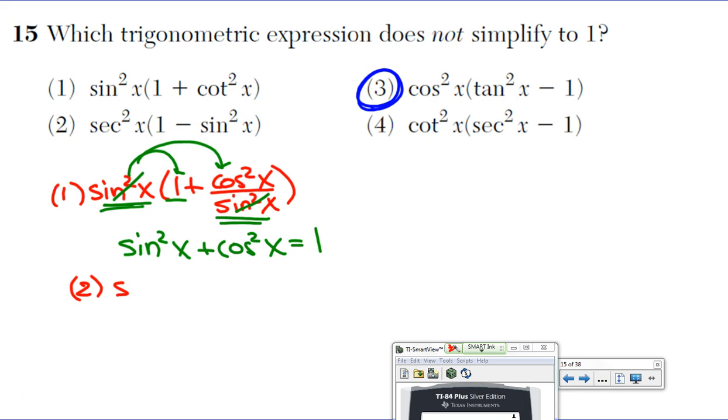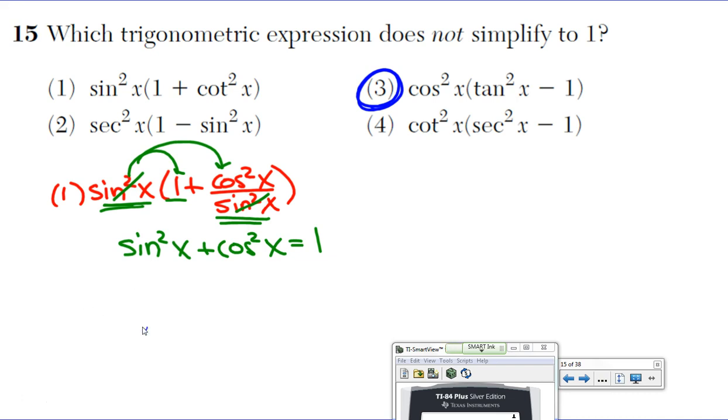Choice 2. Secant squared is 1 over cosine squared. All right, the computer's freezing up on me. There we go.